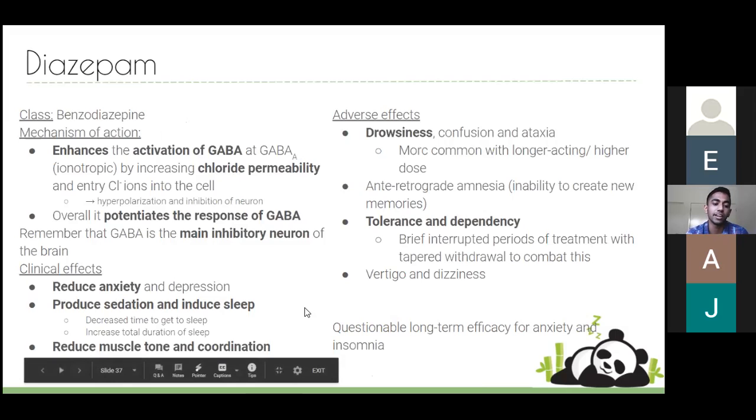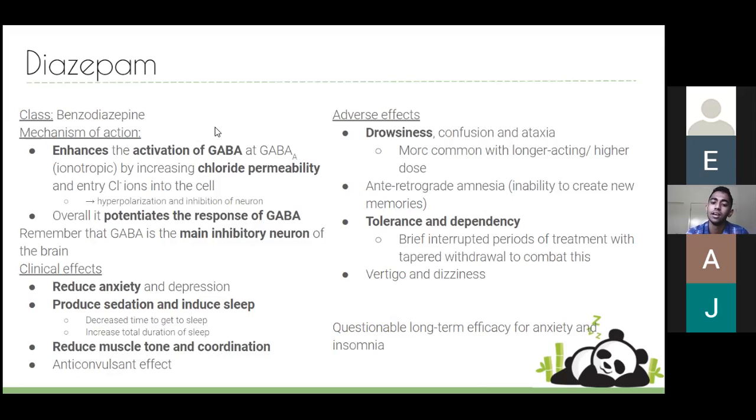And these are the clinical effects it's going to have. It's going to reduce our anxiety. It's also going to have effects on our sleep, so it can produce sedation and induce sleep. And it can also reduce our muscle tone. So not only are benzodiazepines used for anxiety, they can also be used for people who have things like insomnia, sleep disorders where they have trouble getting to sleep or staying asleep.